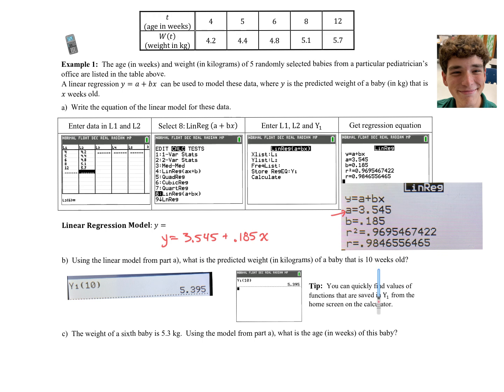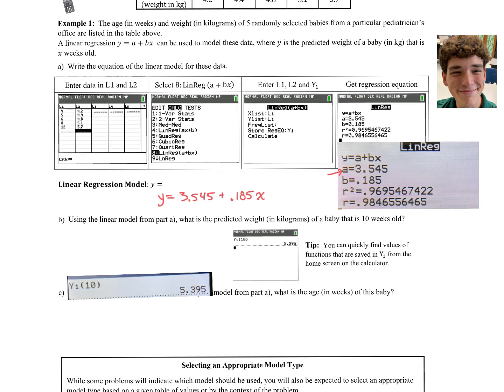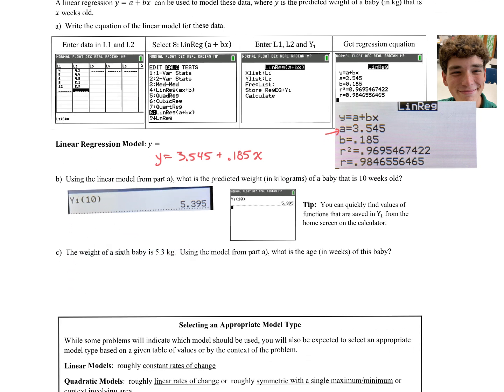All right. But really all we're doing is substituting in 10 right here. All right. Cool. Part C. The weight of the sixth baby is 5.3 kilograms. Using the model from part A, what is the age in weeks of this baby? So now what does it tell us? It gives us the weight. And what's it asking for? The h. So the weight is actually the what value? The x or the y?